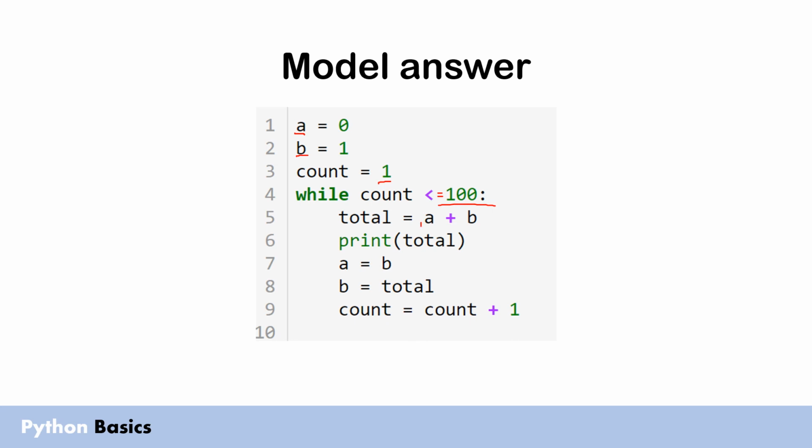Then I'll work out the current value of the Fibonacci sequence. I print it out. I then do that kind of mixing and matching. So making A equal B, and B equal total. That gives me the next value in the Fibonacci sequence. Add 1 to count, and I'll keep going. So that is the code for Fibonacci.